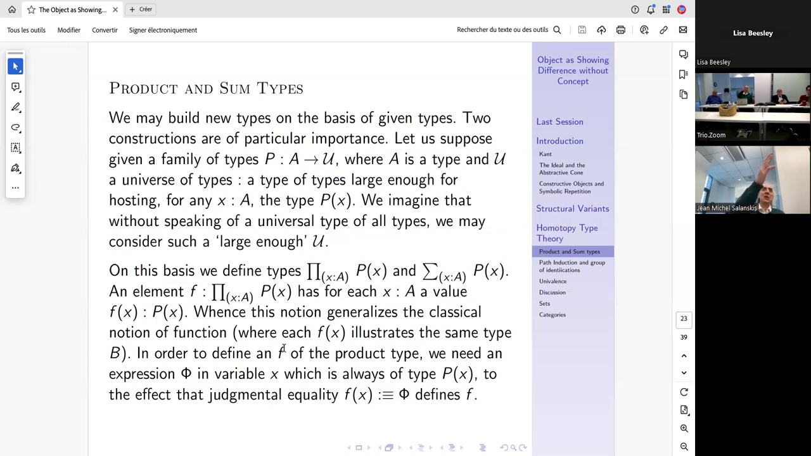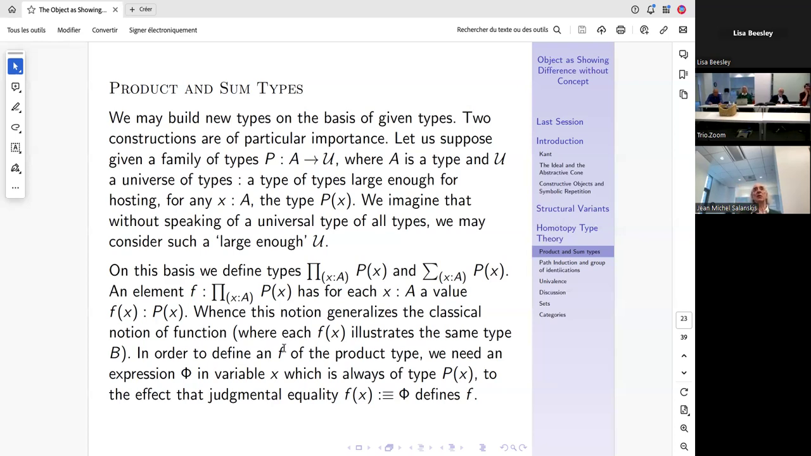And on the basis of such a family of types, we define two types, which are the product type, Π over x : A of P(x), and the sigma sum, Σ over x : A of P(x). An element f witnessing the product type has for each x of type A a value f(x) which is in type P(x). So it's a generalization of the classical notion of function. In the classical notion of function, for every x of type A, we would have f(x) belonging to type B. And in that case, the type of f(x) varies with x, which means that it will be P(x) for each value.